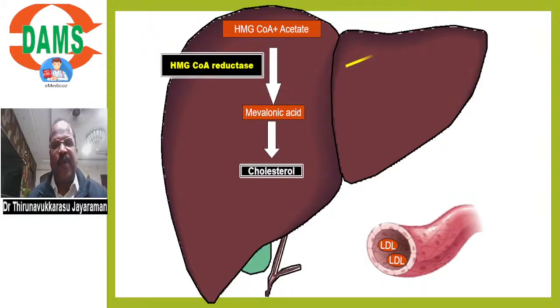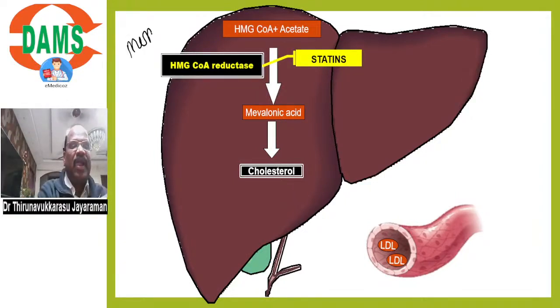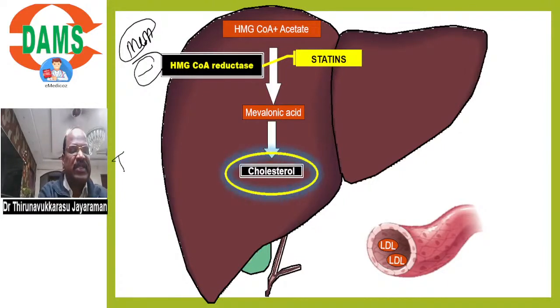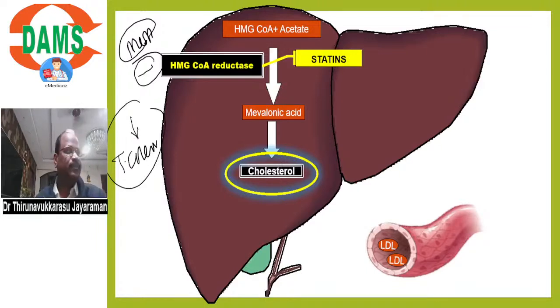we have one group of drugs called statins. Statins are wonderful drugs. Mechanism of action: inhibiting HMG-CoA reductase enzyme, thereby inhibiting cholesterol synthesis. So total cholesterol in the plasma falls. Point 1. Point 2: whenever I give a statin, it decreases cholesterol synthesis.